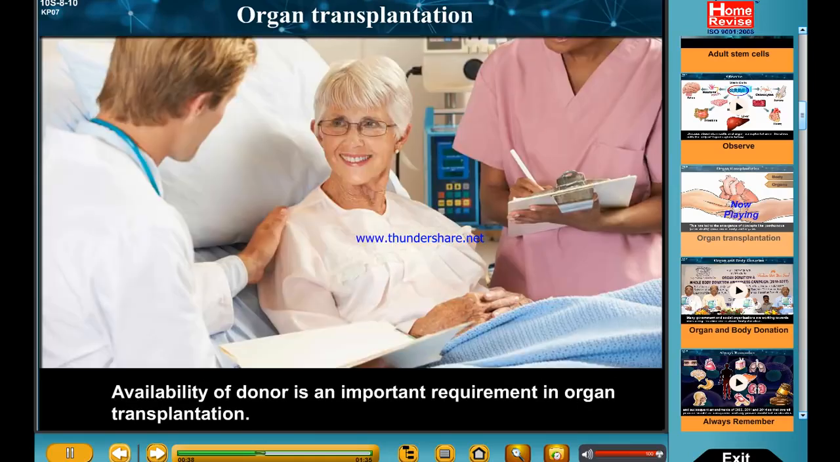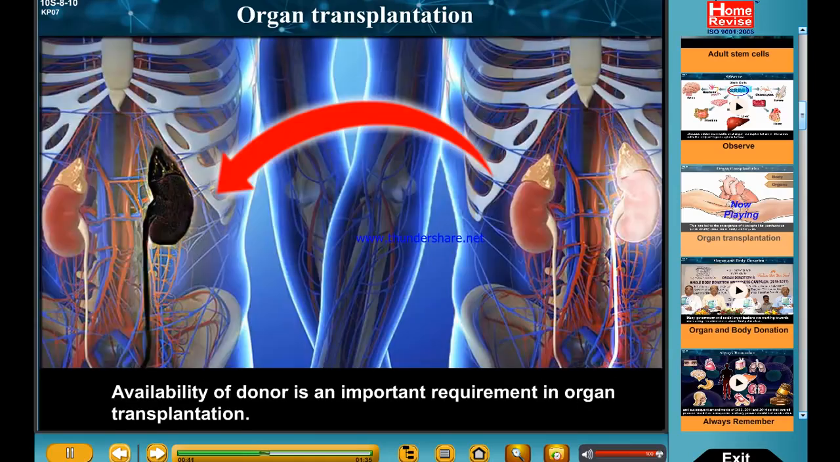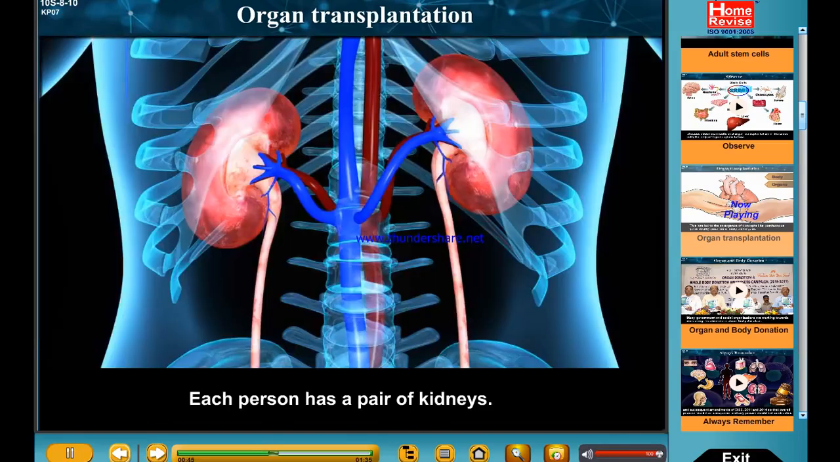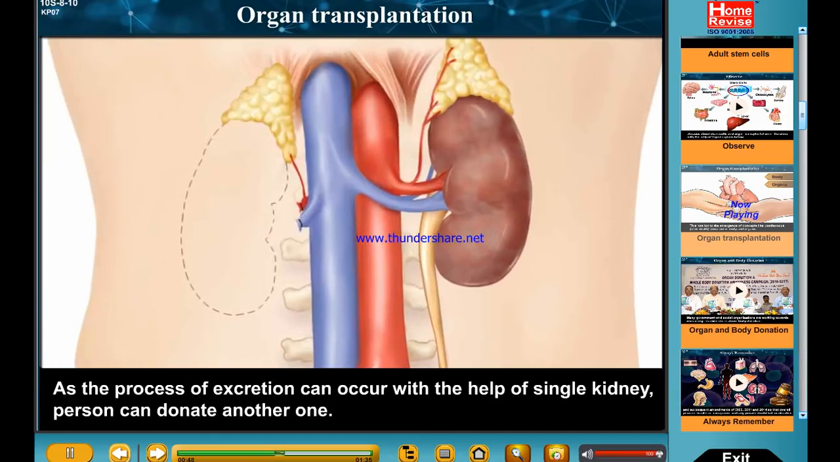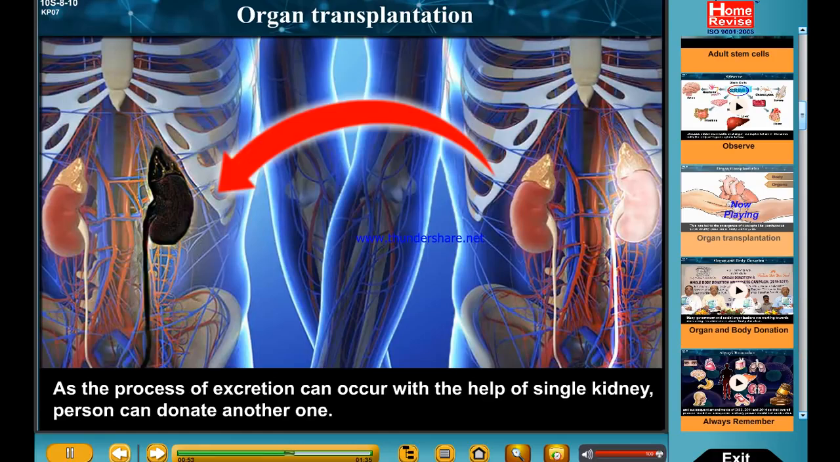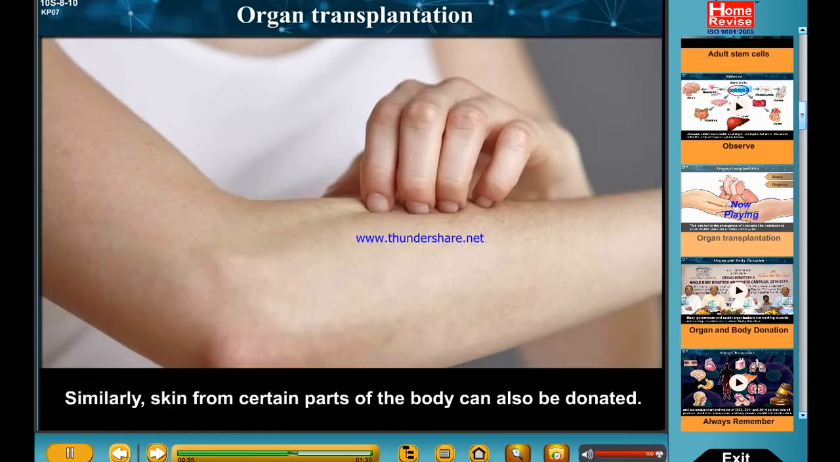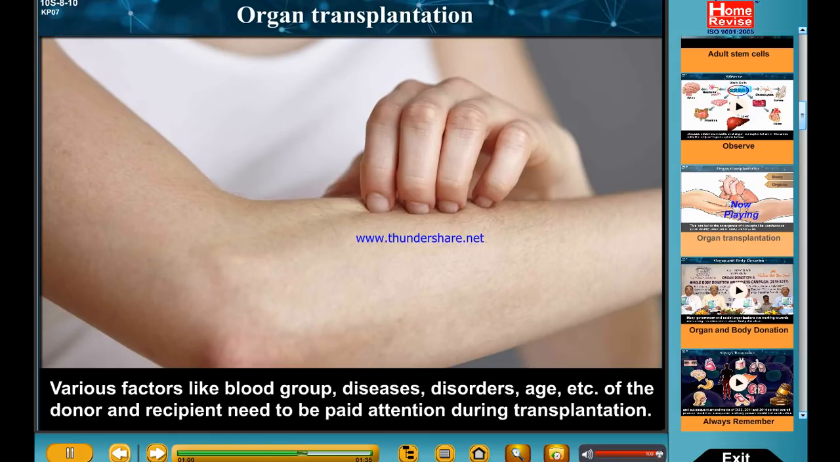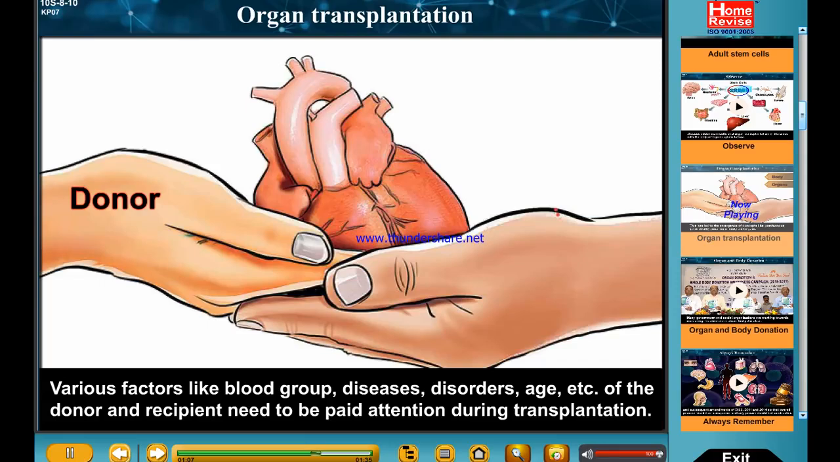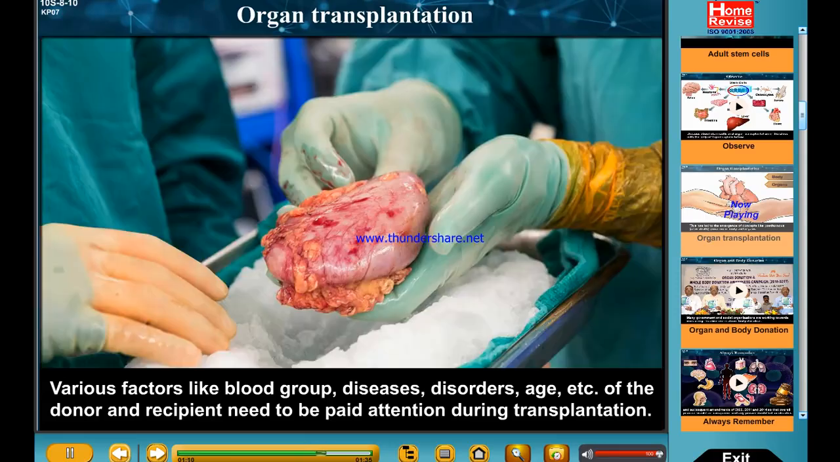Availability of a donor is an important requirement in organ transplantation. Each person has a pair of kidneys. As the process of excretion can occur with the help of a single kidney, a person can donate another one. Similarly, skin from certain parts of the body can also be donated. Various factors like blood group, diseases, disorders, age, etc. of the donor and recipient need to be paid attention to during transplantation.